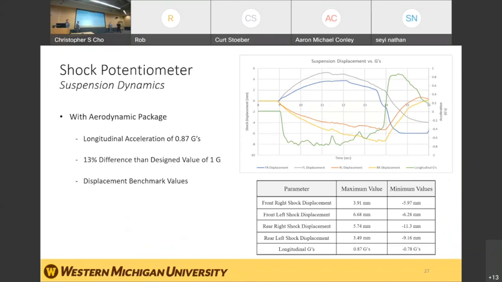Additionally, you can see in the table down here the maximum and minimum values for shock displacement. The maximum values are shock expansion, where the minimum will be shock compression. This will be useful in tuning of the suspension and adjusting the stiffness of each shock.